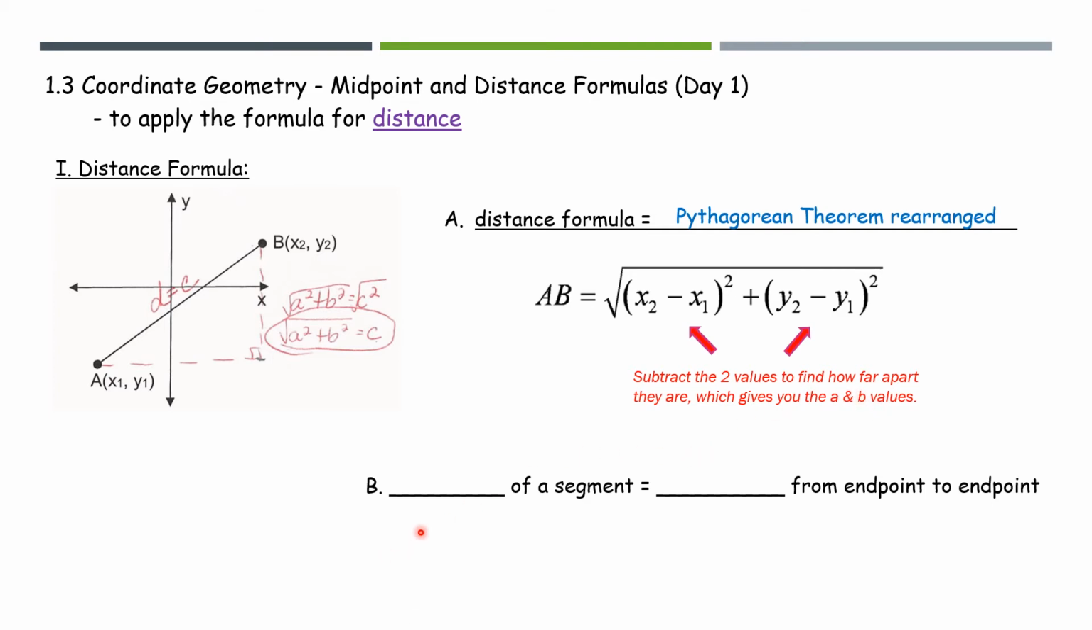So let's say this again one more time. The length of a segment, so the length of segment AB is actually the distance from the endpoint to the endpoint. So the length of segment AB is equal to the square root of x sub 2 minus x sub 1 quantity squared plus y sub 2 minus y sub 1 quantity squared. Again, it's simply just A squared plus B squared, but the distance formula shows you how you got your A and your B.